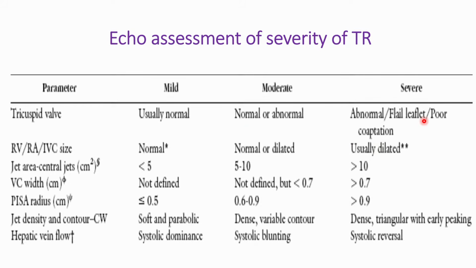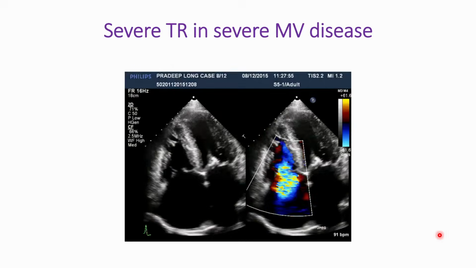So what are the criteria for severe TR? One is non-coapting or flail leaflets, jet area more than 10 centimeters square, vena contracta more than 7 mm, or PISA radius more than 9 mm. The signal intensity is dense and triangular with early peaking, and if there is systolic flow reversal in the hepatic vein, these suggest severe TR.